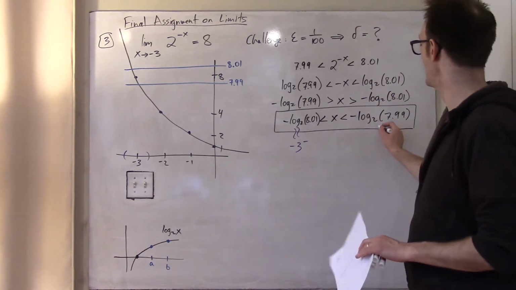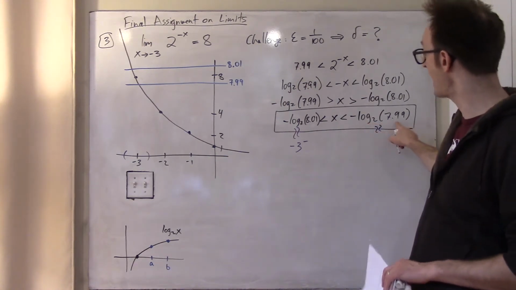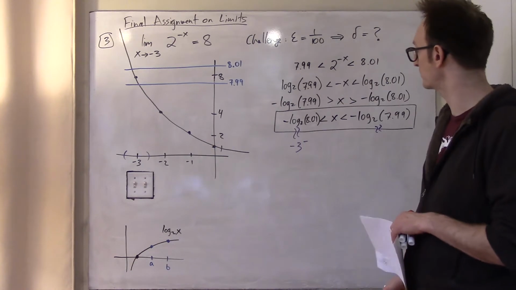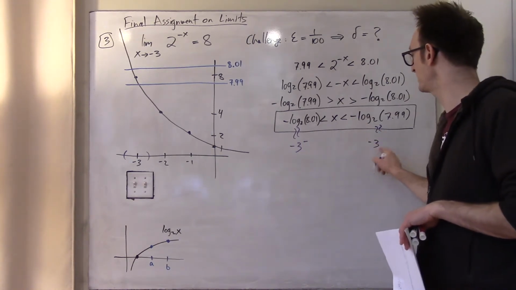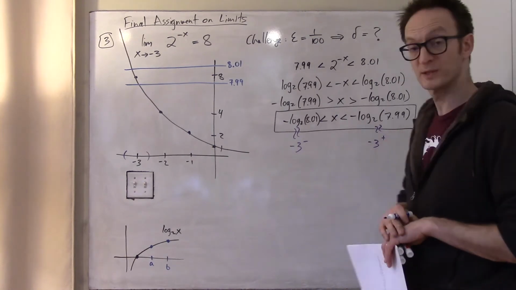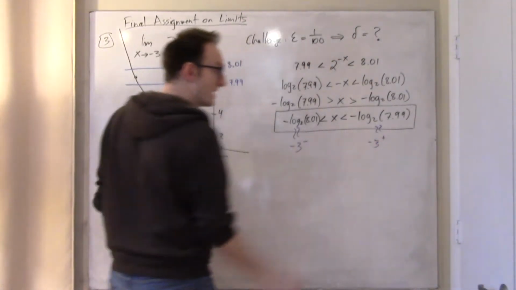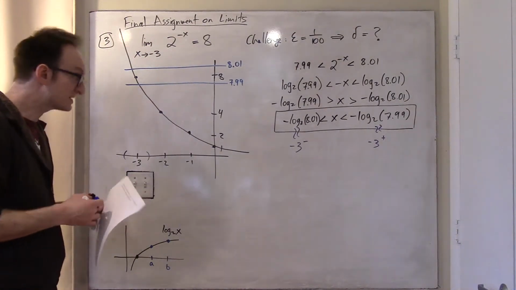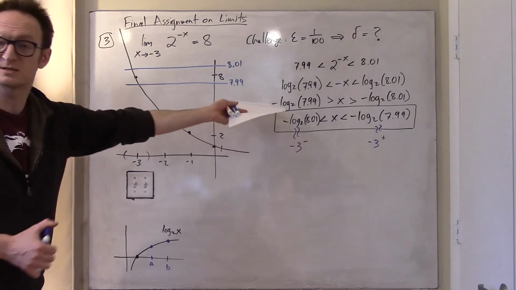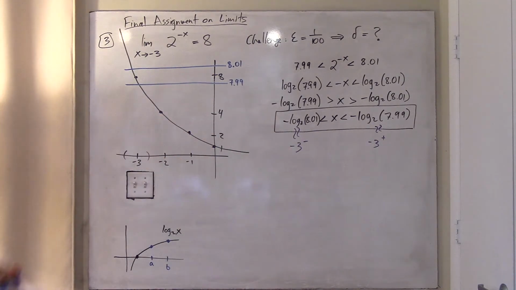Okay, and what is this? Well, log base 2 of 7.99 is going to be a number that's a little bit less than 3. So the opposite of that is going to be a number which is pretty much negative 3, but whose magnitude is a little bit smaller than 3. So it's going to be a little bit on the positive side of negative 3. Okay, in other words, this should make complete sense to you, and you should be able to connect this algebra with the picture, convincing yourself that you've done it correctly.